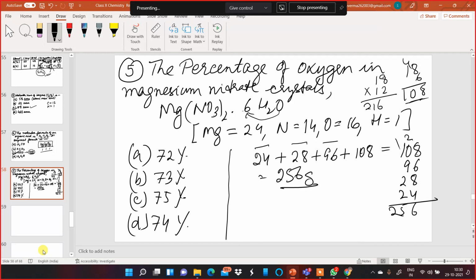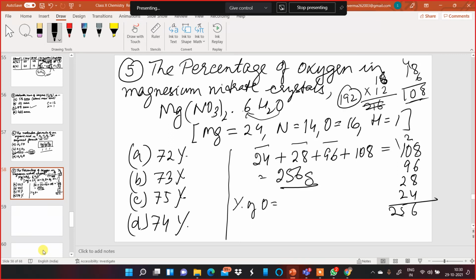Of what? Mass of oxygen. Oxygen is 16, not 18. I made a mistake. 16 into 12 is 192. Sorry, it is 192.